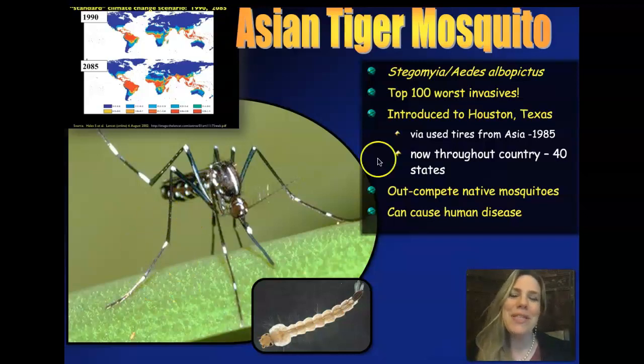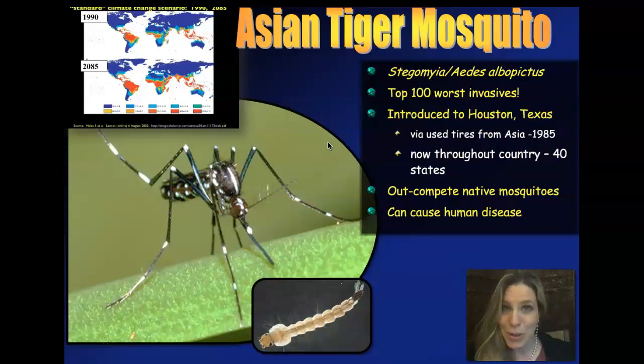So the Asian tiger mosquito, better known as Aedes albopictus, or now they're calling it Stegomyia albopictus, is a highly invasive mosquito from Asia. And we know that it got to the United States in 1985 via used tires brought over from Japan. So they brought them actually into Houston, Texas.